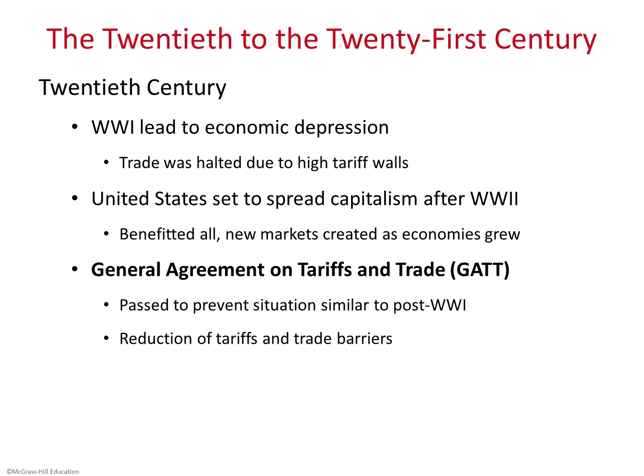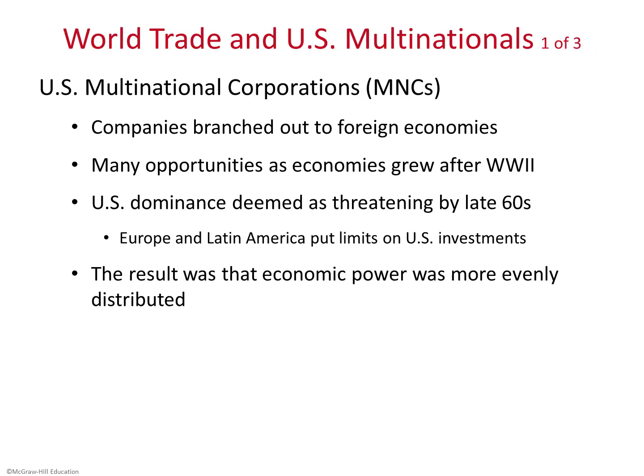Now, let's look at some events during the 20th century. We had World War I that led to an economic depression and high tariff walls. Then we had World War II and the United States aiming to spread capitalism. Also, as economies grew, new markets were created. Then, in order to prevent situations similar to World War I, the GATT, or the General Agreement on Tariffs and Trade, was passed. This agreement had the goal to reduce tariffs and trade barriers.